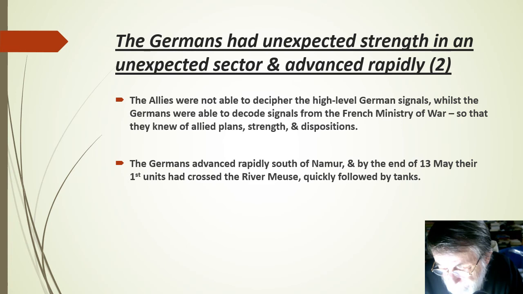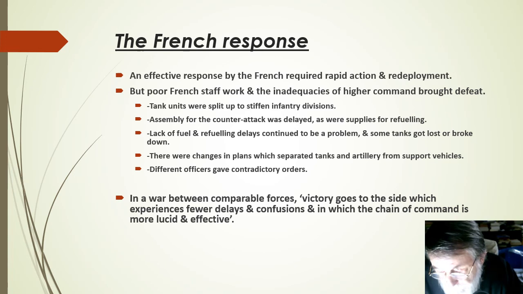The Germans then advanced rapidly south of Namur through the Ardennes sector, and by the end of the 13th of May, their first units had crossed the Meuse River in France, quickly followed by tanks. The Germans had unexpected strength in an unexpected sector and were advancing rapidly.